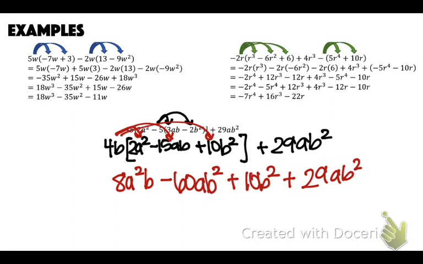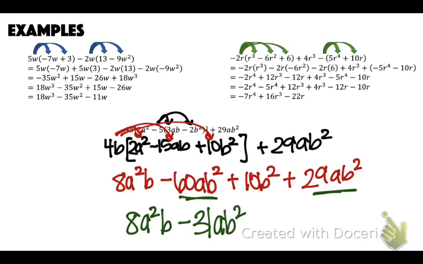Pretty slick. Then combine like terms, so we have this one and this one. That can't combine with anything, and neither can the 10b squared, so 8a squared b. Negative 60 plus 29. Well, if I did 60 minus 29, let's do 60 minus 30, or negative 60 plus 30, that would be negative 30. So if I do 29, that's just one less. So that's going to be negative 31 ab squared plus 10b squared.